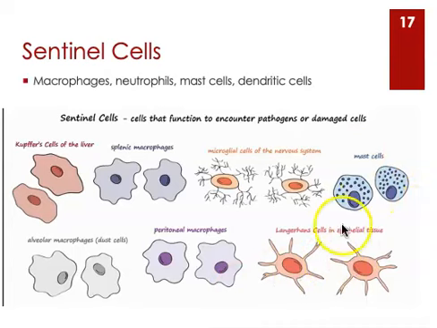Here's a drawing of the mast cells I mentioned a few minutes ago. And here, these are examples of those dendritic cells. This is a drawing that represents the microglial cells that are the immune cells of your nervous system. And down here we have Langerhans cells. These are the types of dendritic cells that live in your skin and act as sentinel cells against invasion.